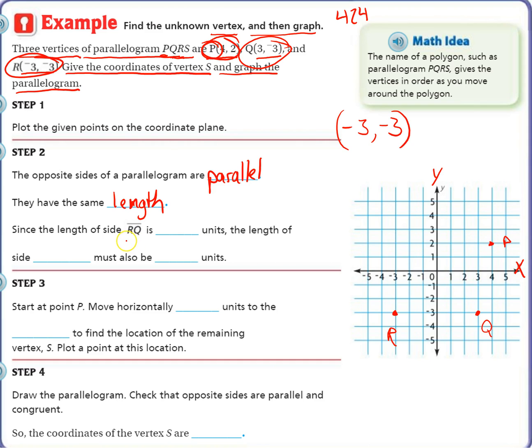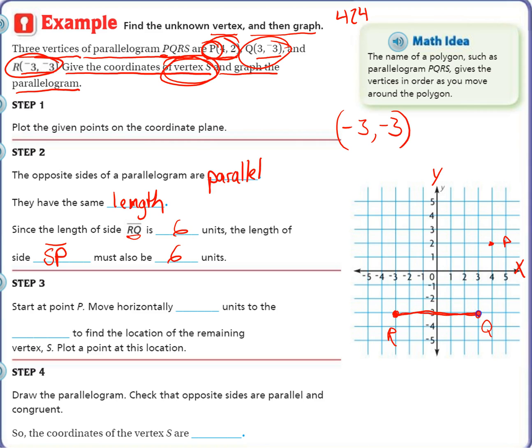Since the length of the side RQ, so we're looking at RQ right here. So from R to Q, 1, 2, 3, 4, 5, 6. 6 units. The length of side SP, remember, S is the vertex that we don't have yet, but we know from P to wherever S is, it must also be 6 units. Because in a parallelogram, the opposite sides have to be the same length.